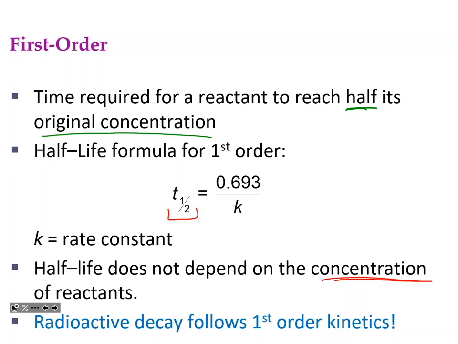Radioactive decay follows first order. Like carbon-14's half-life is like 5,700 years, something like that. So every 5,700 years, half of the sample will change over into its daughter isotopes. So radioactive decay follows first order kinetics here, and it has a constant half-life.